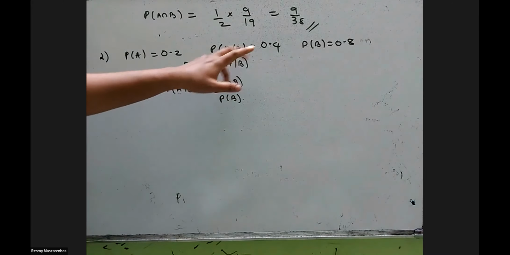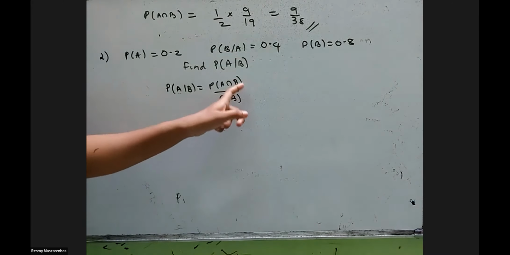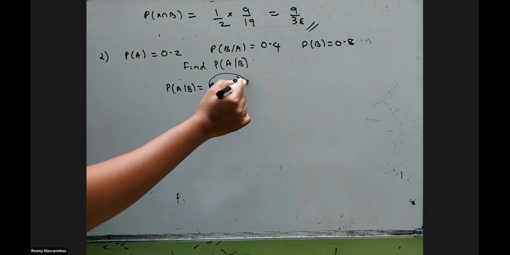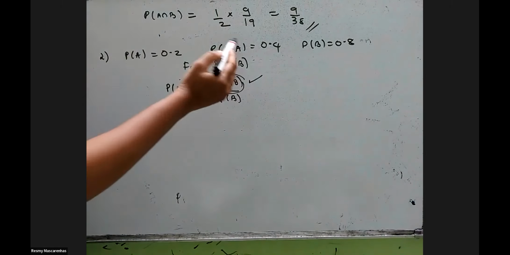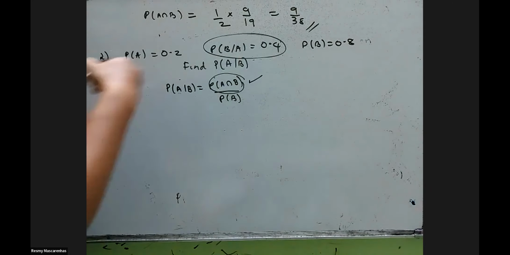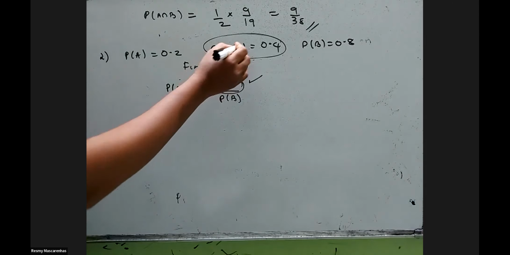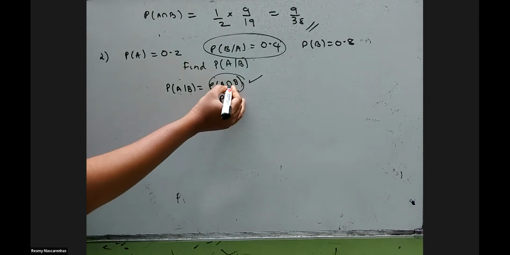Now P of B we know is 0.8, but P of A intersection B is not given to us. This also we don't know, so we have to calculate this first. What we know is this formula. If I know this, this also is known. So first I'll use this one and try to calculate this value.